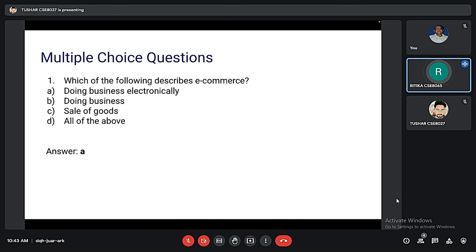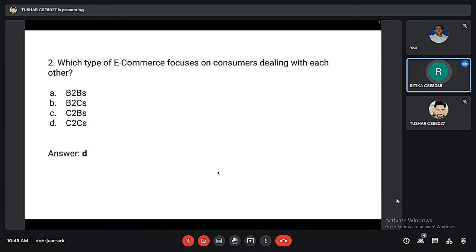So the first question is, which of the following describes e-commerce? Doing business electronically, doing business sales of goods, or all of the above? So the answer is A. As we know, e-commerce is an abbreviation for electronic commerce. It is basically buying and selling of goods and services or transmitting funds or data over an electronic network, that is the internet. Next MCQ.